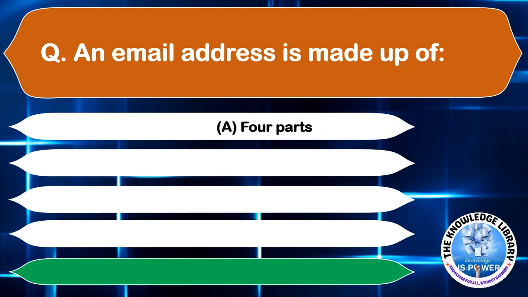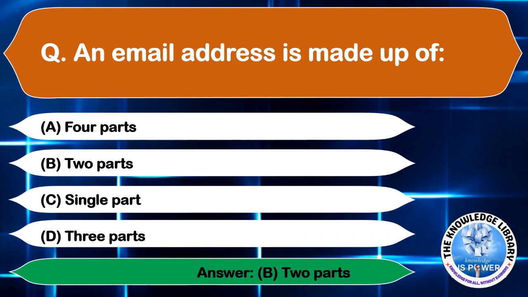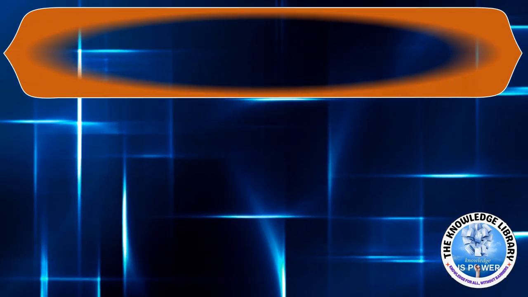The next question is an email address is made up of option A 4 parts, option B 2 parts, option C single part, option D 3 parts. The correct answer is option B 2 parts.